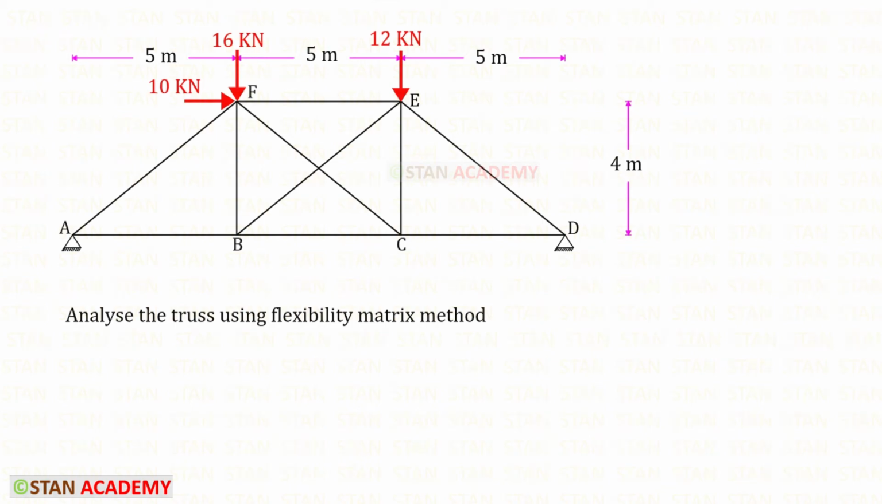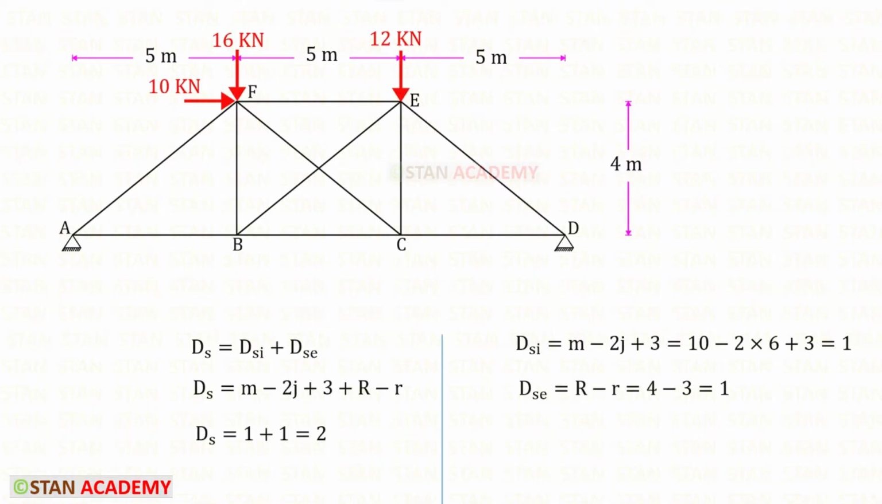Hello everyone. Today we are going to analyze this truss using the flexibility matrix method. Now we are going to find the degree of static indeterminacy of this truss, that is dSi plus dSe. dSi is the internal degree of static indeterminacy. dSe is the external degree of static indeterminacy. This is the formula for dSi and this is the formula for dSe.